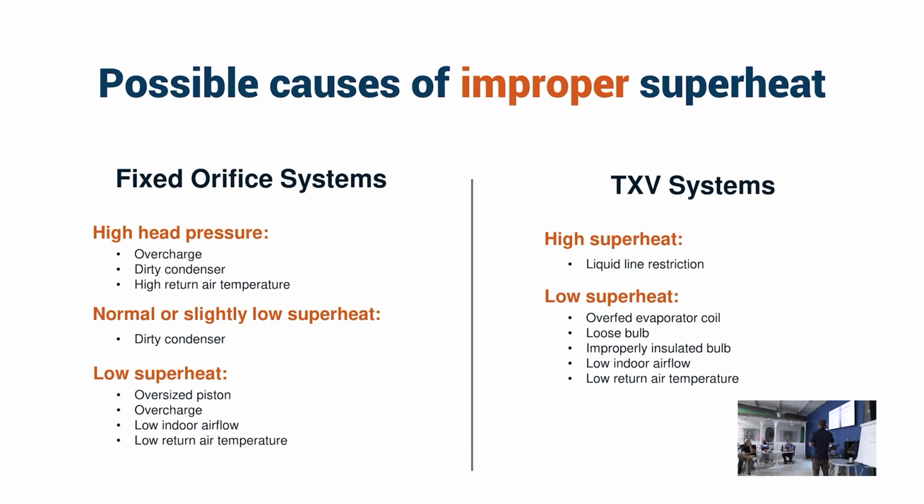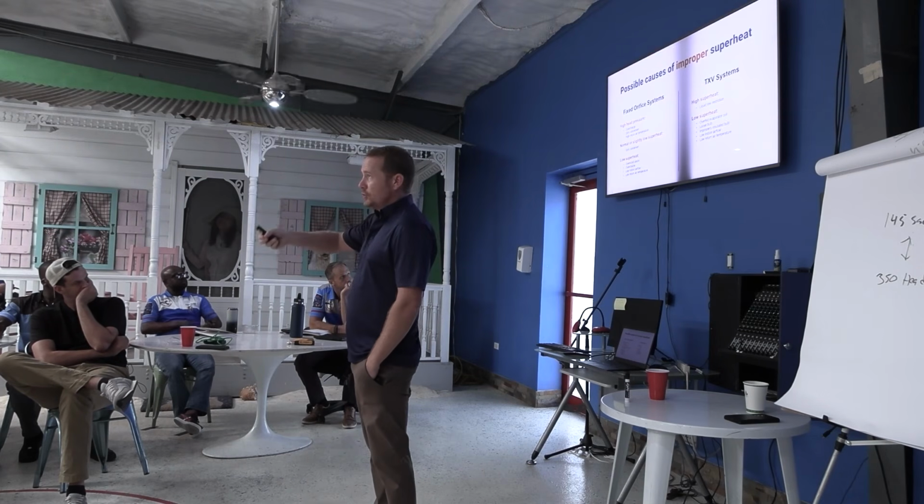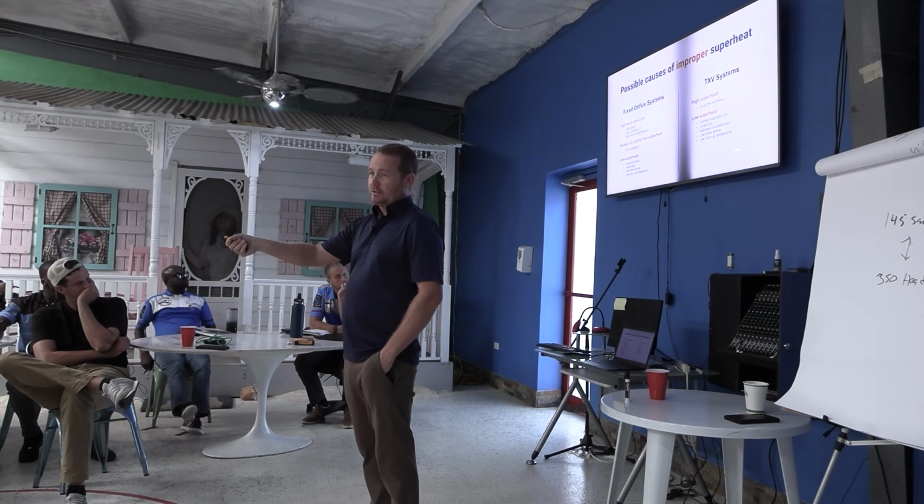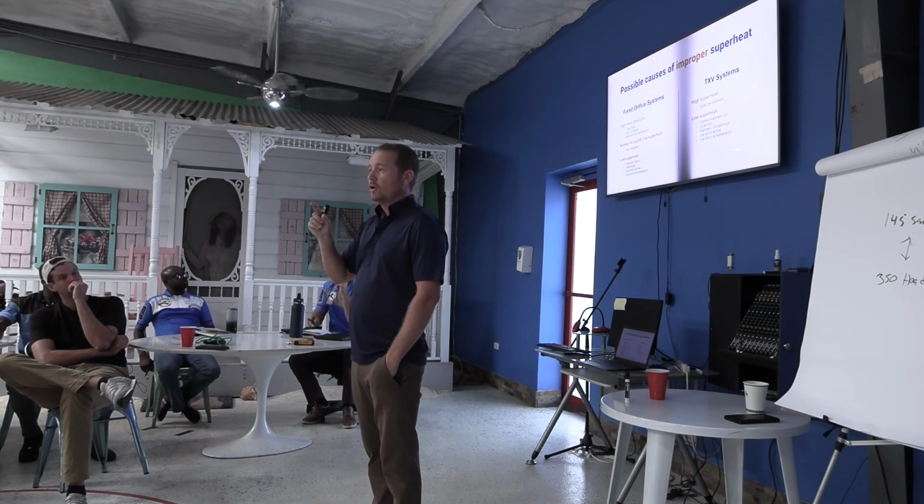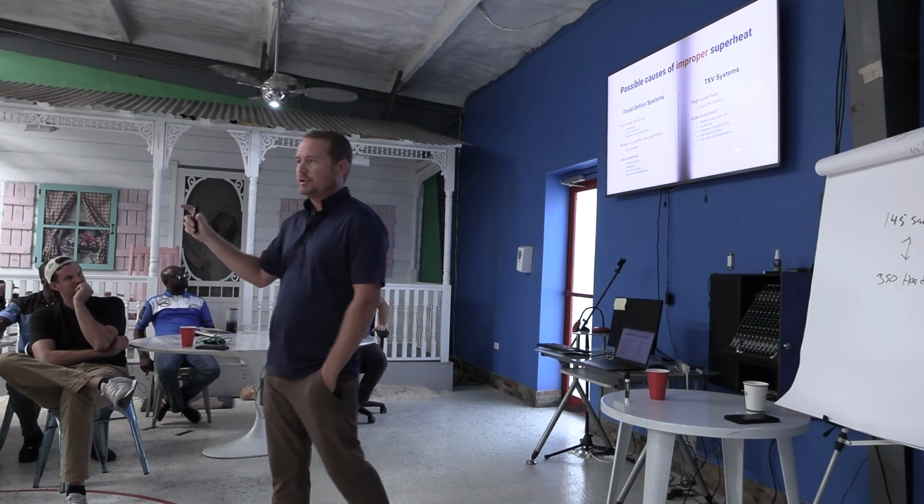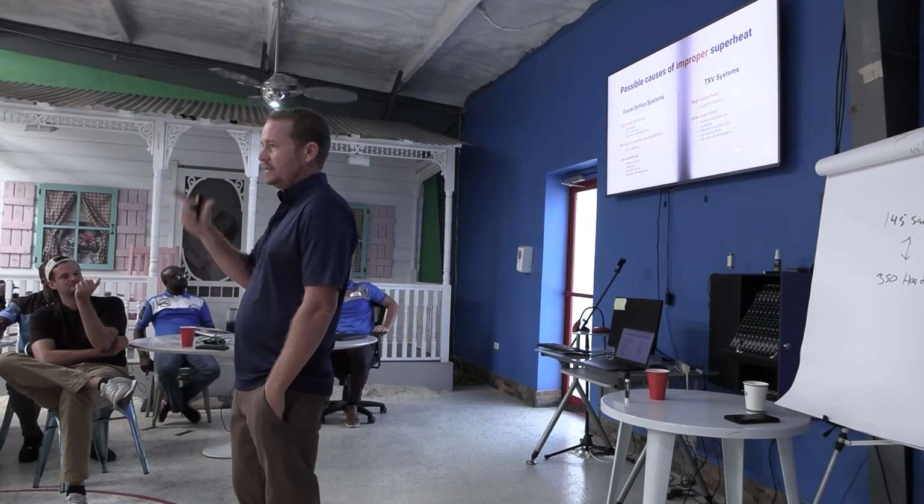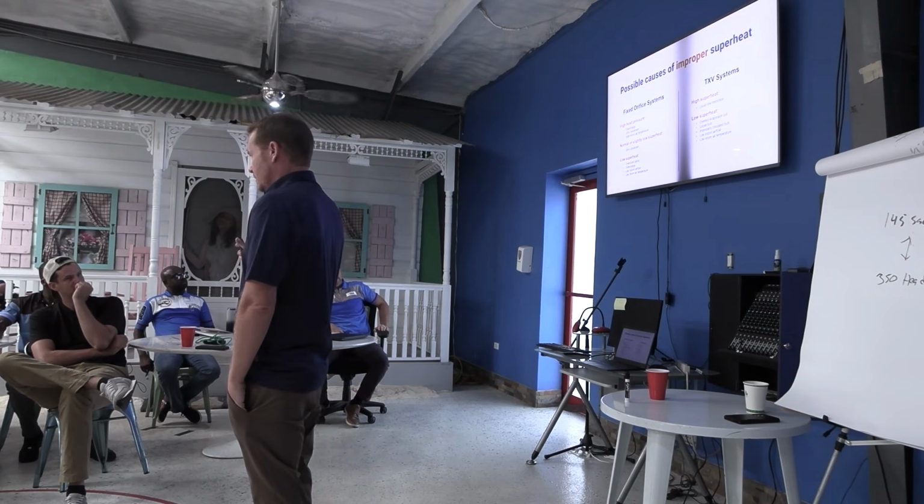Probable causes of improper superheat, it's basically everything. But you first have to know which type of metering device you have. And if it's a TXV or an electronic expansion valve, it's typically going to be the same sorts of things. When we are troubleshooting a TXV or an electronic expansion valve, those are what I call constant superheat valves. Their job is to set the superheat. Their job is not to set the pressure.